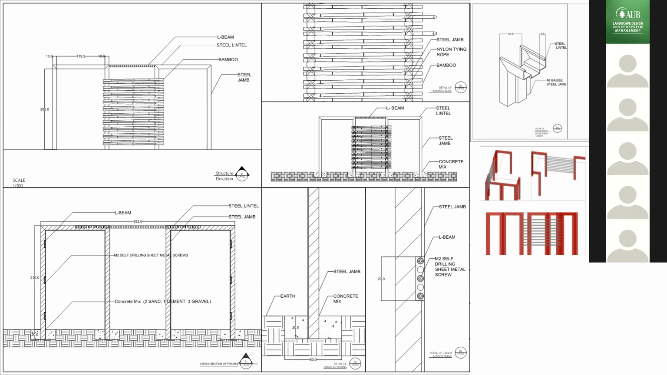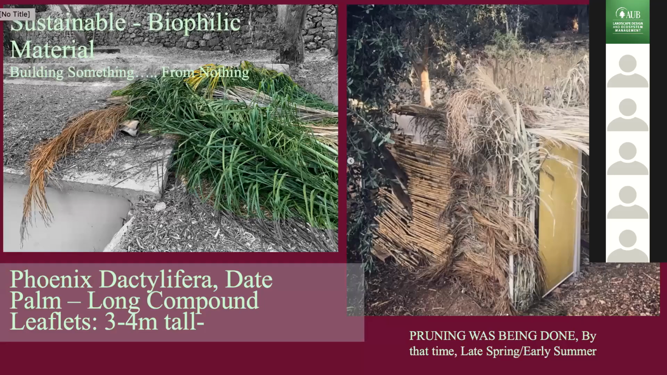So the idea was to think of something, as we needed more material in order to enclose the base of the structure. We needed curtains for the storage unit. And this is when the idea of having something sustainable from nature came to mind. Sustainable, something that's biophilic in terms of natural elements. One of the first things is Phoenix dactylifera, the date palm. The date palm leaves were used a long time ago by our ancient ancestors as one of the main construction materials.